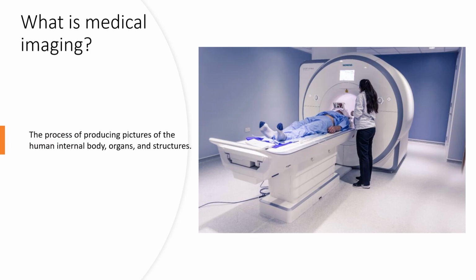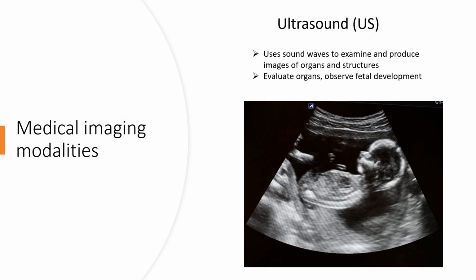Imaging is the process of producing pictures of something. Medical imaging aims to produce pictures of the human internal body, organs, and structures. Medical images are used to diagnose pathologies, guide or plan surgical interventions, and more. Depending on the needs, we have different methods of medical image acquisition. In this first part of the presentation, we will review some medical imaging modalities.